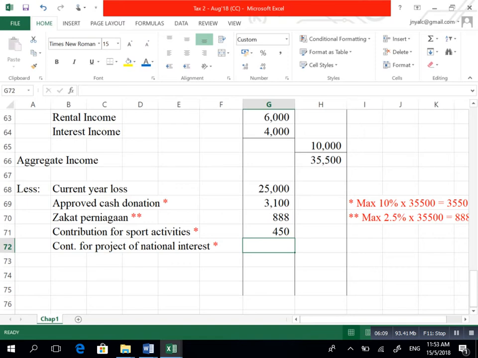Get what I mean? Right? You have a limit of only 3,550. These three items are using the same limit. 3,550, already utilized 3,100. Balance only 450 for the rest. And then how much for the project of national interest? 0, right? Even though you donated, I think 6,000. Is it you contributed 6,000? Yes. But you cannot deduct anything in here. Get what I mean? The limit is not for each of them, it's for the combination of them. So that's all, and you should get your answer in here.